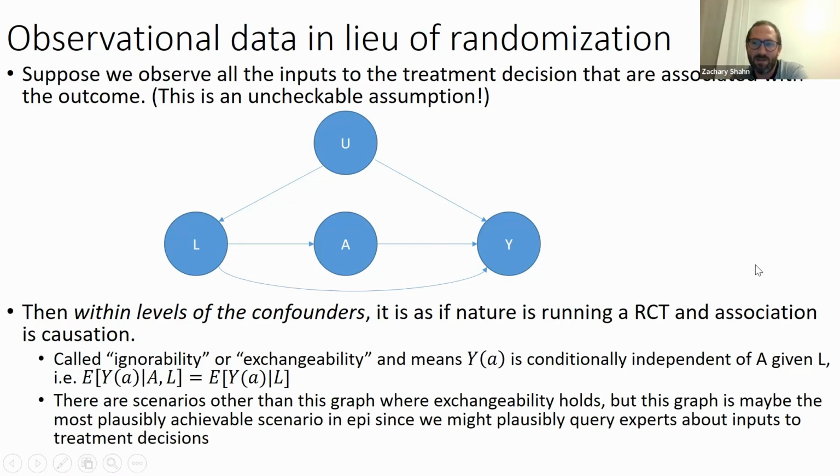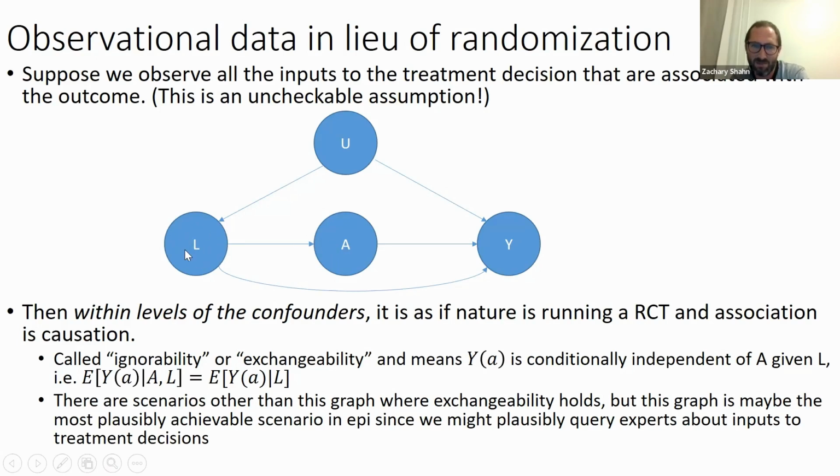a randomized trial. So within levels, or for a given value of the covariates which influence treatment and are associated with outcome, a naive comparison of the treated to the untreated gives you the causal effect within that group. It gives you the effect of treatment in that group. Just like in an RCT, association is causation.